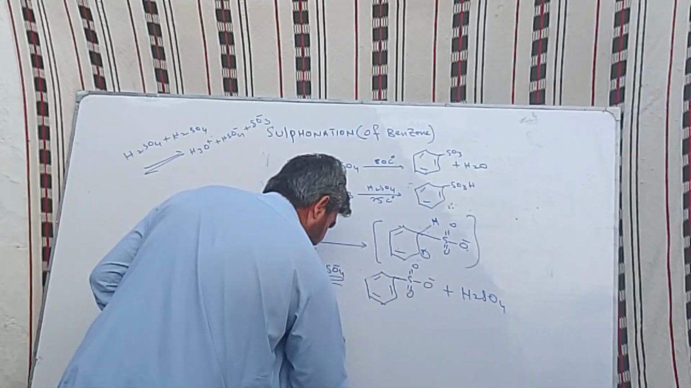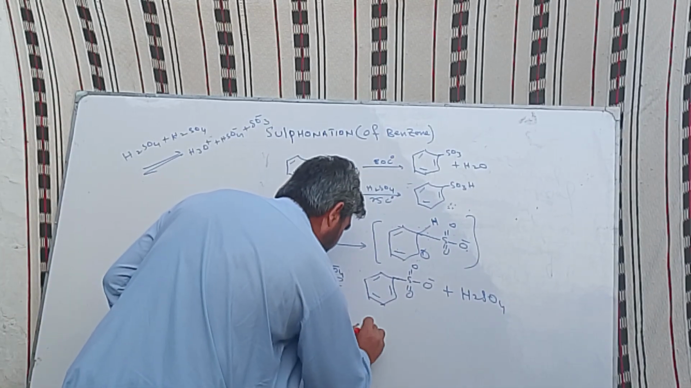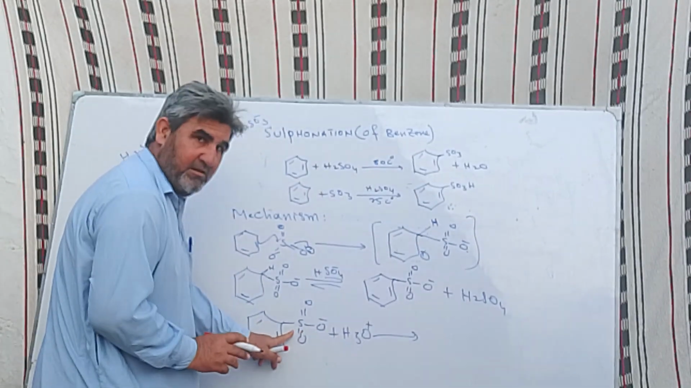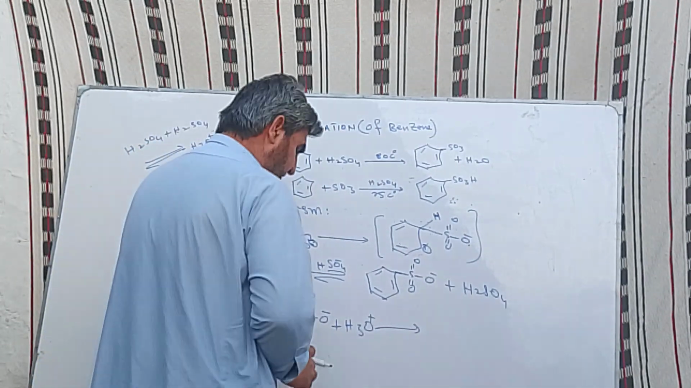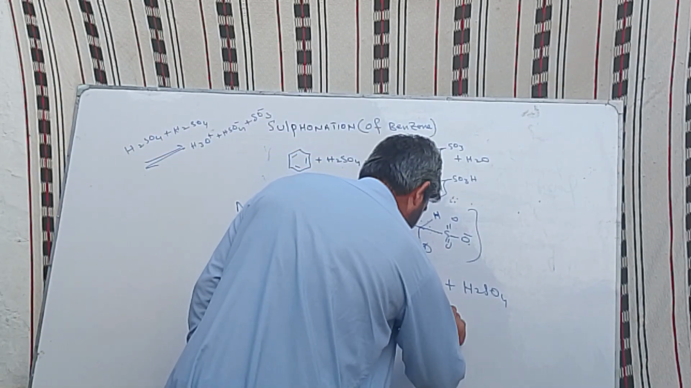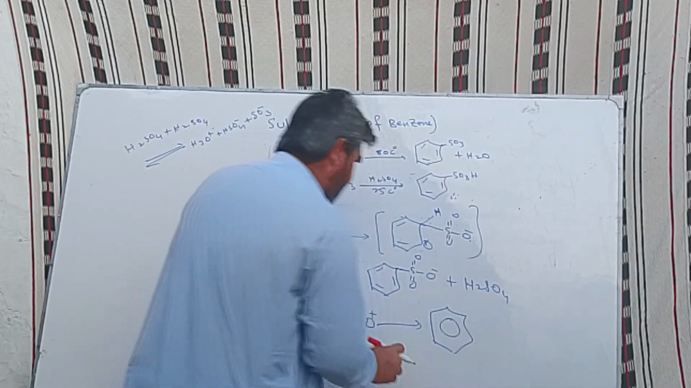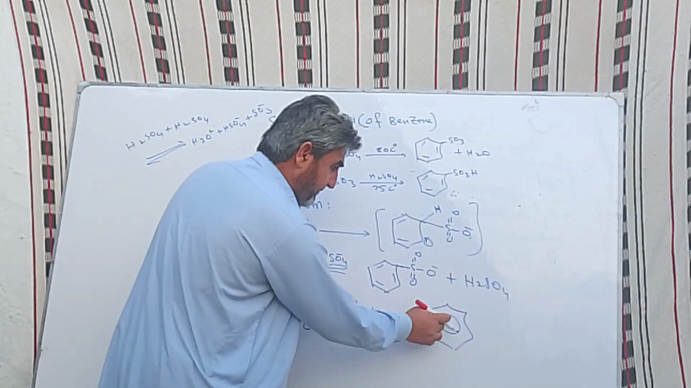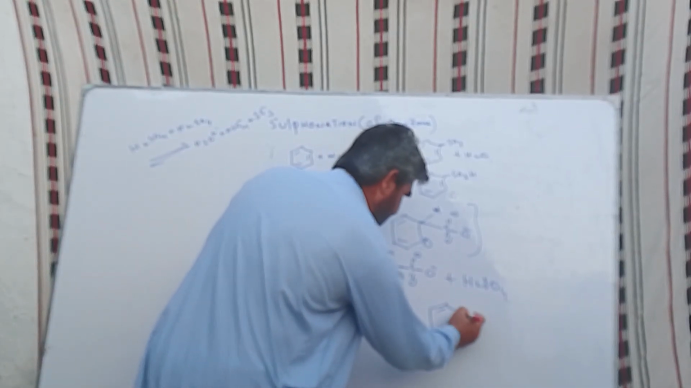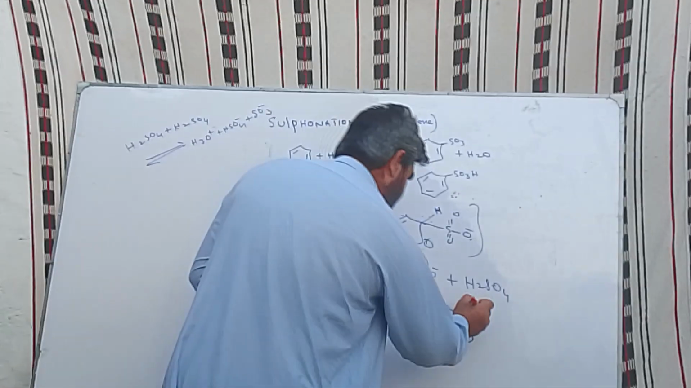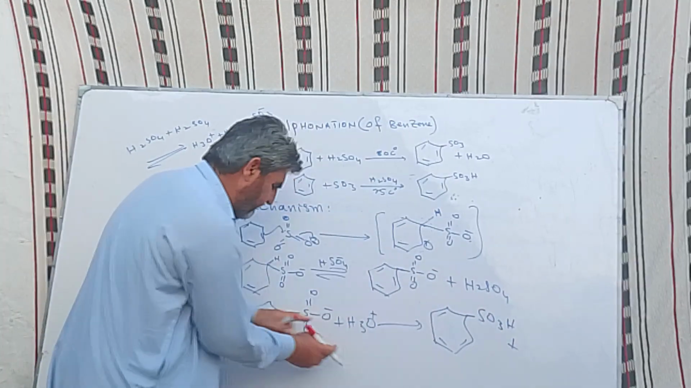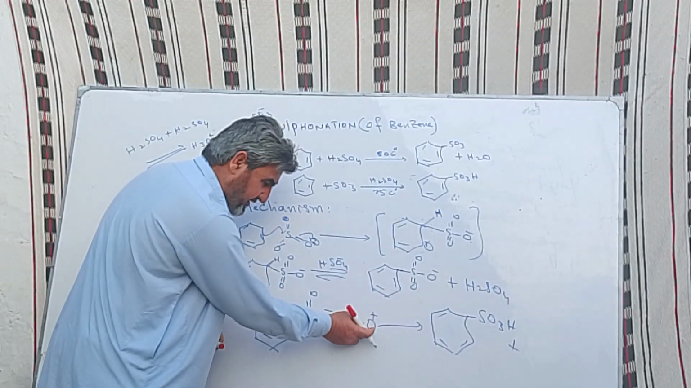It will react with H3O plus. So one hydrogen from this one will react with SO3. One hydrogen. So in the last it will form, we can also write these electrons in the form of a ring, or we can also write the electrons just like this form. So this will be SO3H plus one H from this one, and already one O is present.